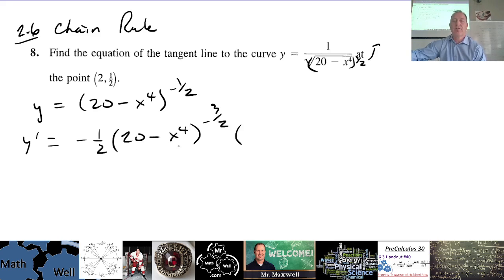Times, now the derivative of this. This is where you touch this now. Oh, I forgot the derivative of that. Negative 4x cubed. Yeah, I forgot. Did you forget that chain rule part? Oh, okay, yeah, I forgot the chain rule part. Good. You don't want to forget the chain rule. I think I figured it out now. I just forgot that part.